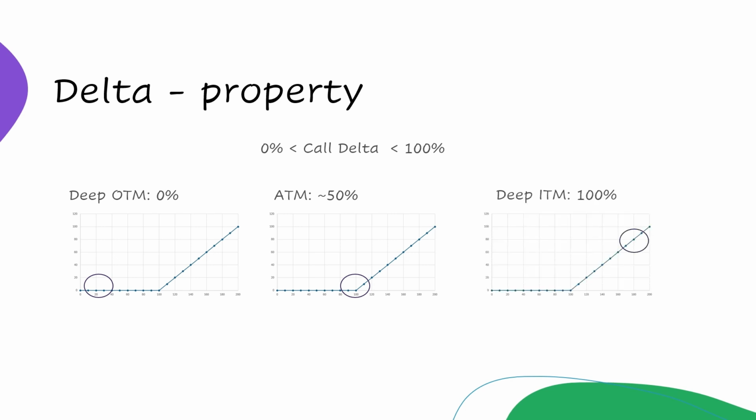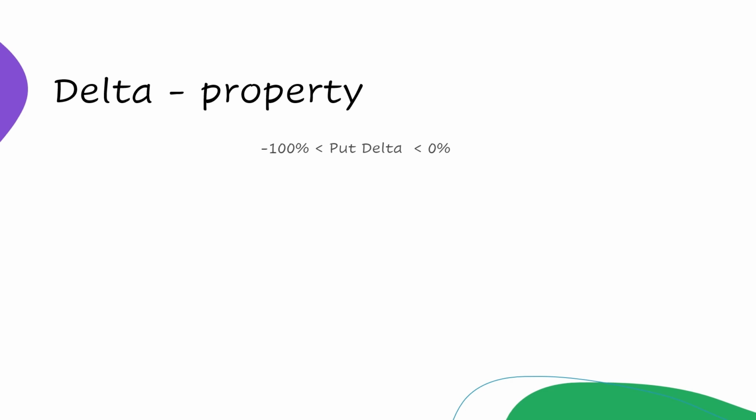For deep in the money call, delta is close to 100%. From payoff diagram, we can imagine that holding call option is similar to holding the underlying directly. $1 increase in underlying price translates to $1 increase in option value. Therefore, delta is 100%.